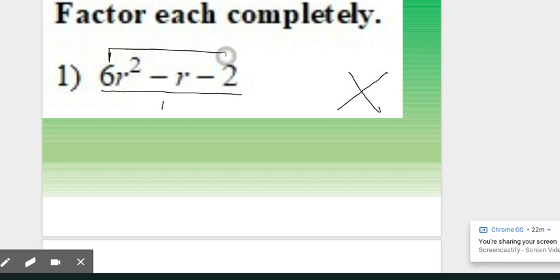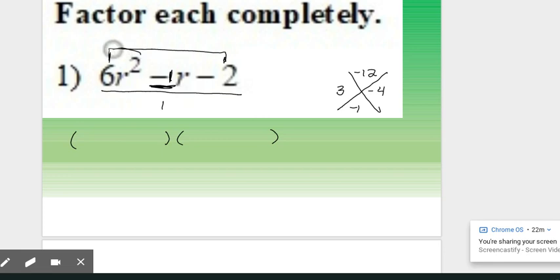6 times negative 2 is negative 12. That goes on top. And then on the bottom, I have a negative 1. So magic numbers, I should get 3 and negative 4. 3 times negative 4 is negative 12. 3 plus negative 4 is negative 1. And I put my wings out.